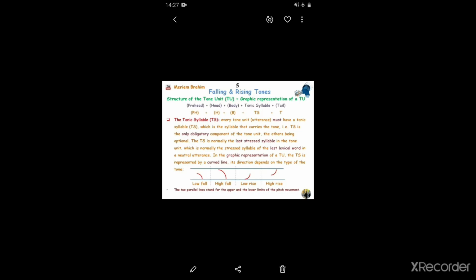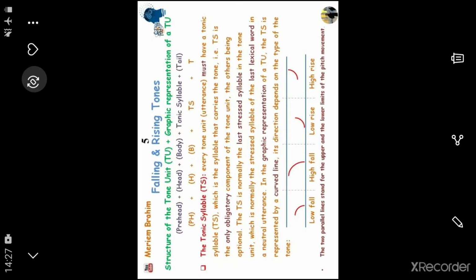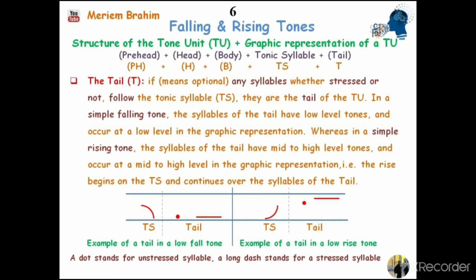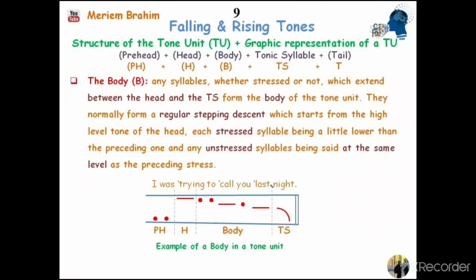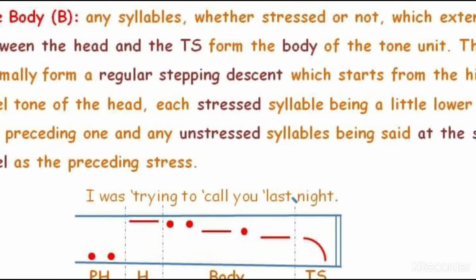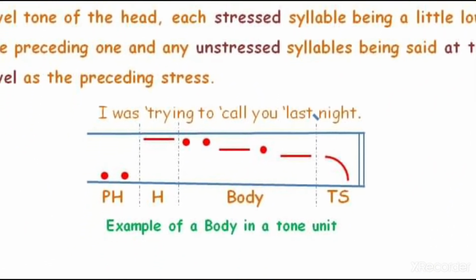We look to this example. We look to this graphic representation of a body, in an utterance where we have a body. The example is, "I was trying to call you last night." I was trying to call you last night.